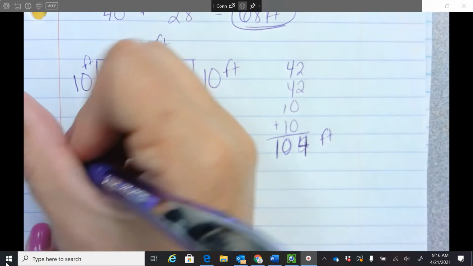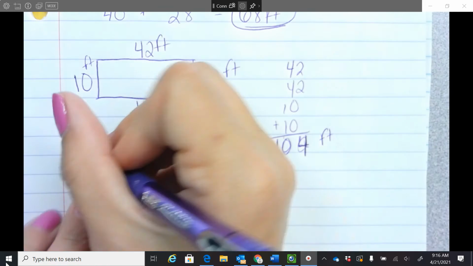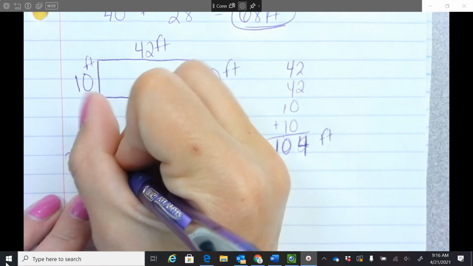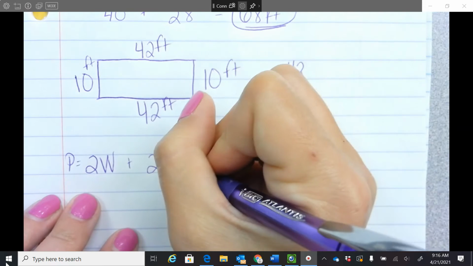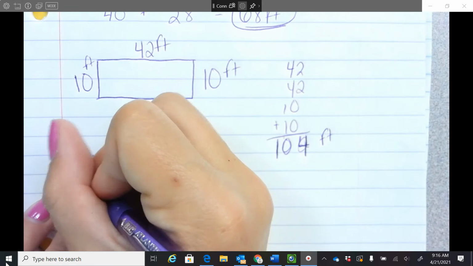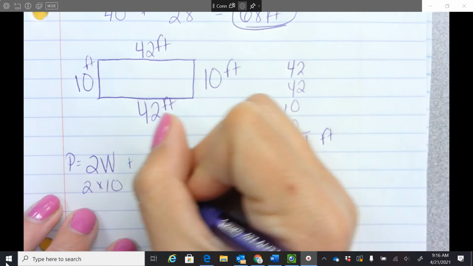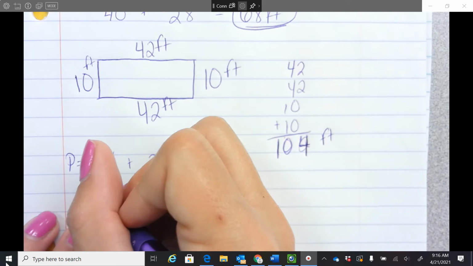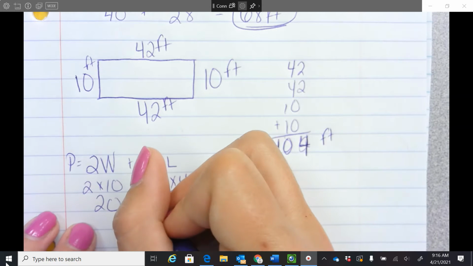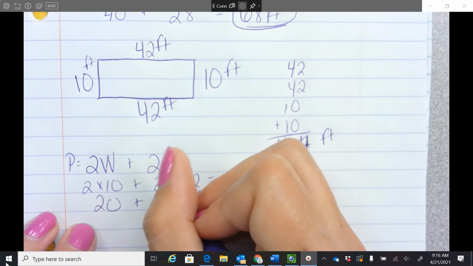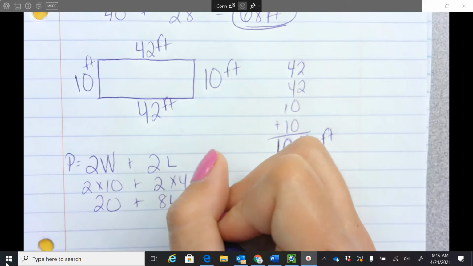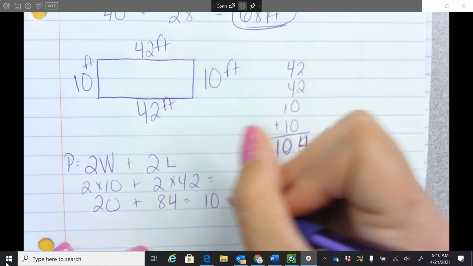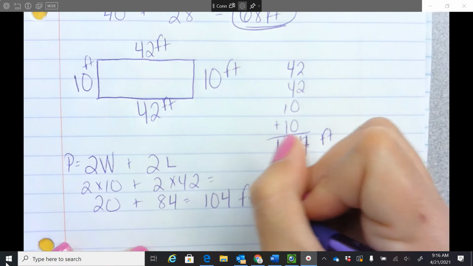Who used a different strategy for this? Logan, what'd you do? I multiplied 42 by 2, and then I did 10 times 2. Okay, so you did 2 times width plus 2 times the length. So 2 times 10 plus 2 times 42. 2 times 10 is 20. 2 times 42 is 84. Slow down your brain. So then 84 and 20 is 104 feet. Okay?